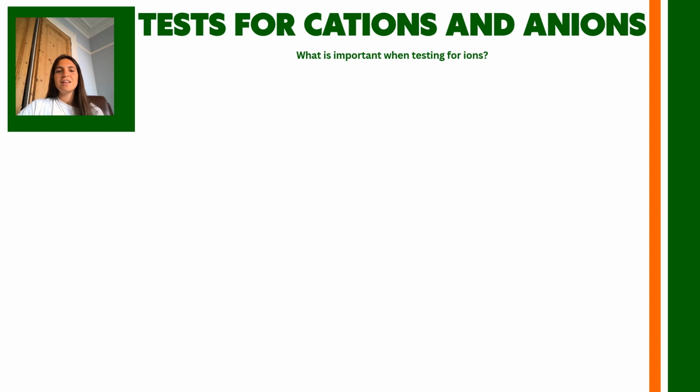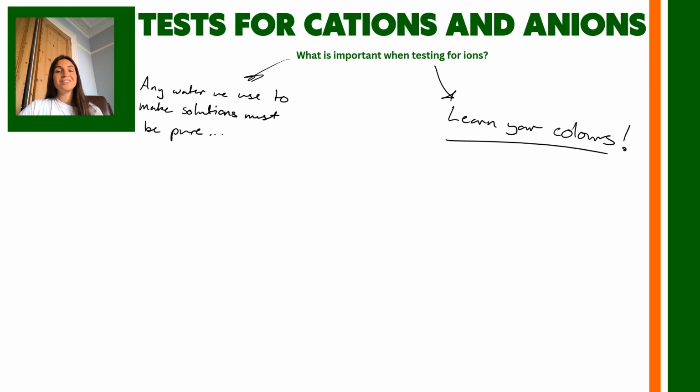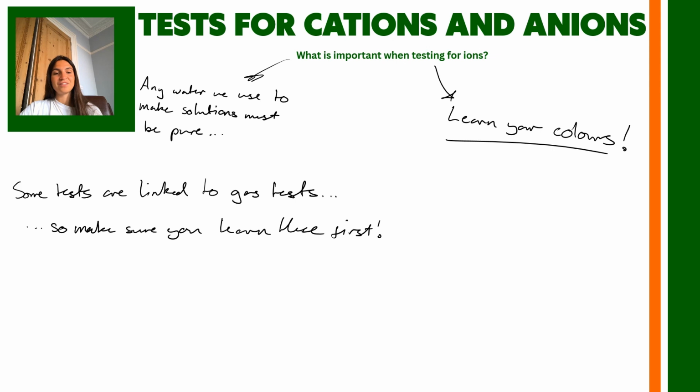Test for cations and anions. What's important when testing for ions? Well, any water you use, like we've just said a few times now, in your solutions must be pure. And you just need to learn all of these colours of the different ions.